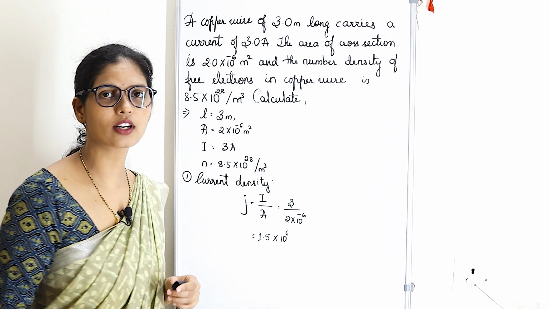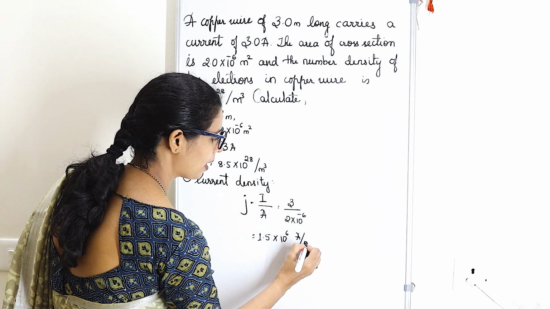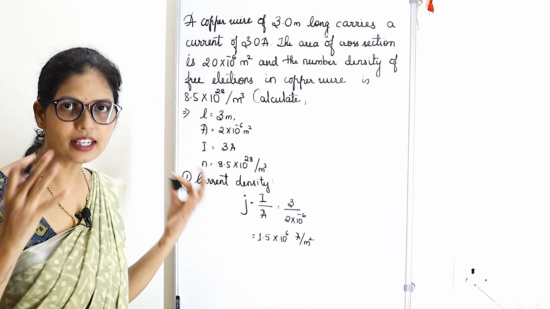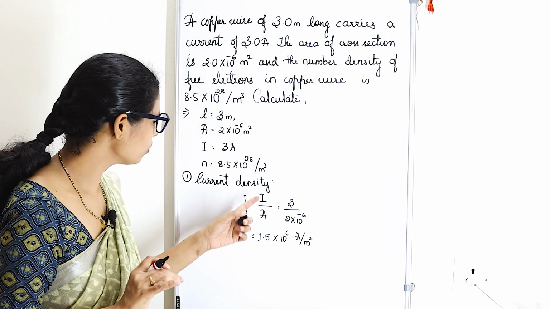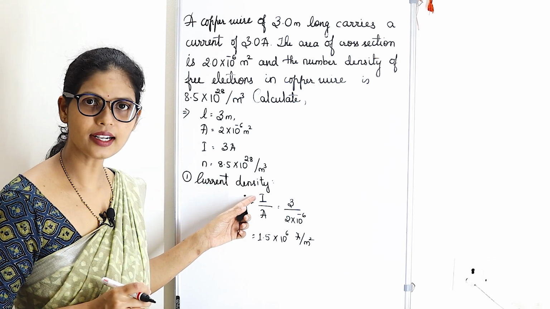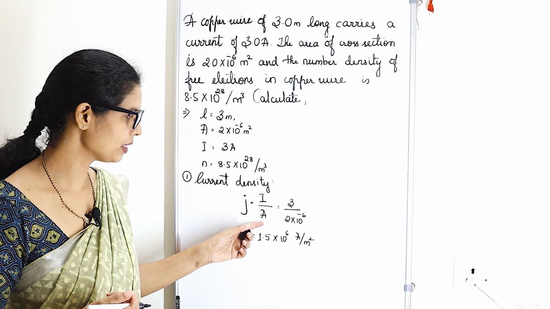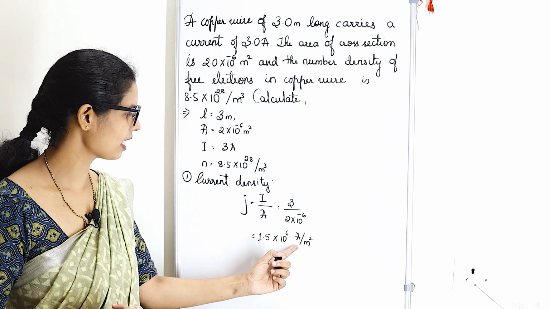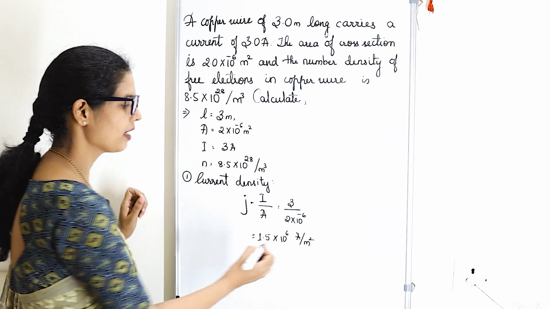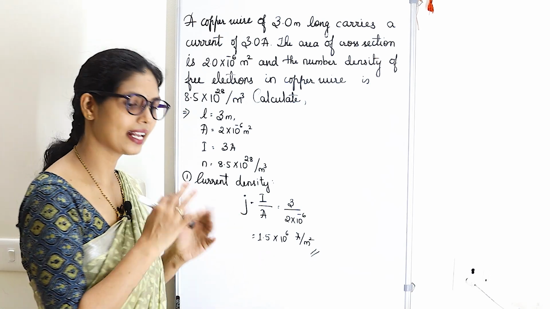So what is the unit for current density? So the unit for current density is ampere per meter square. Okay, in case you don't know the unit, look at the formula. You will know the unit for current, that is ampere, and you will know the unit for area, that is meter square. Hence you can write it as ampere per meter square, right? So you have got the value for current density. Let's move to the next sub question.